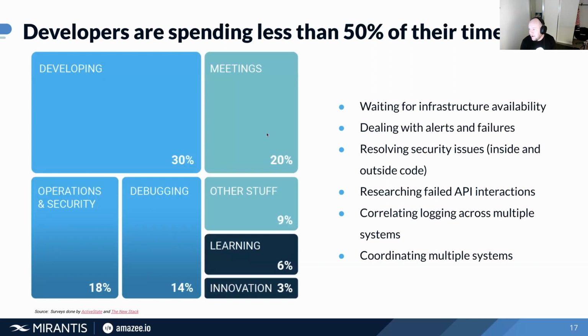Apparently, according to a couple of surveys, developers spend less than 50% of their time actually coding. Apparently, they spend a lot of time waiting for infrastructure availability, operations, security, meetings, other stuff, learning. Debugging is a really important one, and we'll cover that briefly in the next slide. But we want to be able to have developers doing their development as often as they can, because we think that's really important. That's where their skills and their time is best spent.